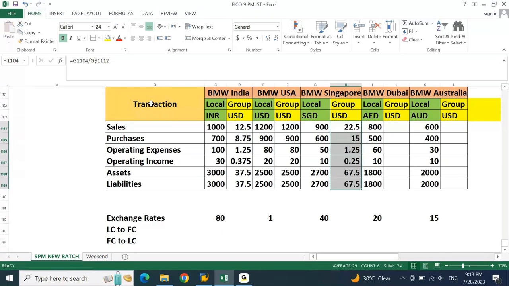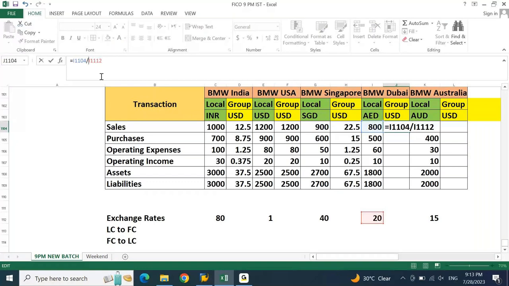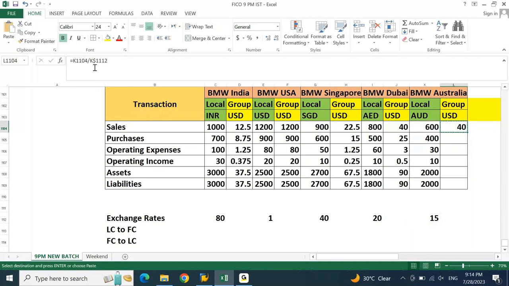This is what I got from AUD. Same thing. I'll take this number, divide by this rate. I'll freeze this one. Copy. I'll paste this. Similarly for AUD, this divided by this. I'll freeze this number. Copy this, I'll put this here. Now I have these figures.